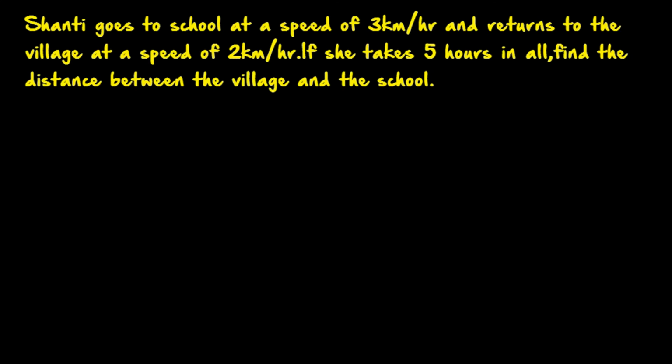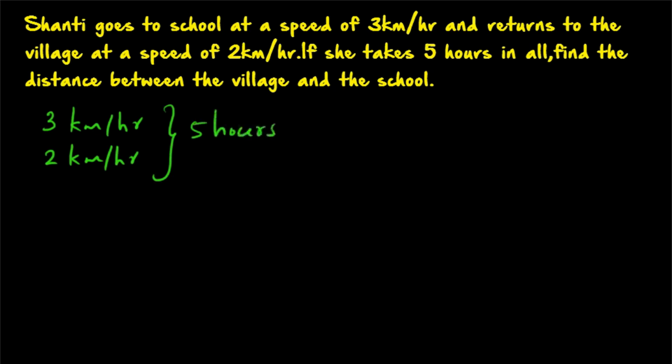So what's the given question? Shanti is going to school at a speed of 3 km per hour and then she is returning at a speed of 2 km per hour. And the total time period is given. 5 hours is the total time. You have to find out the distance between the village and the school.